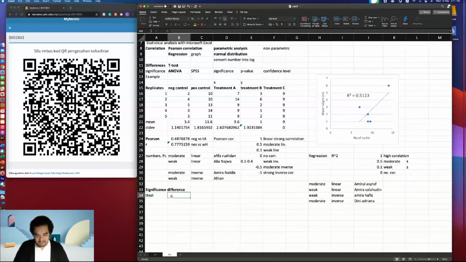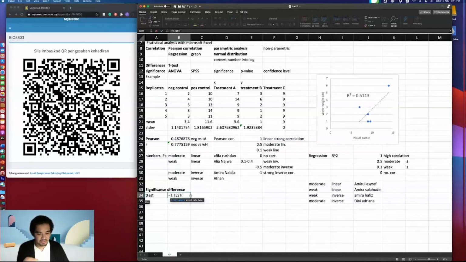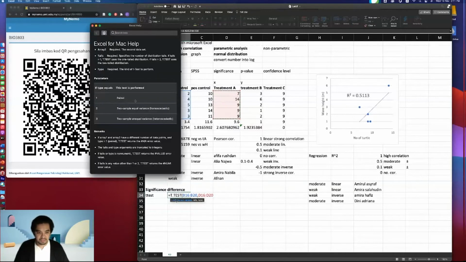Okay, for T-test, what you need to do is tekan sama dengan, type T.TEST. Okay, for those who are using the latest 365, the function is T.TEST. Now, for those who are using the older version, you just type TTEST without the dot in the middle. Okay, now I'm going to compare the negative control, the first array, with treatment A, whether it is significant or not. If you're looking at the function here, I'm going to click this.